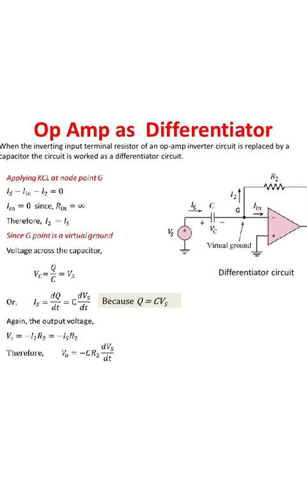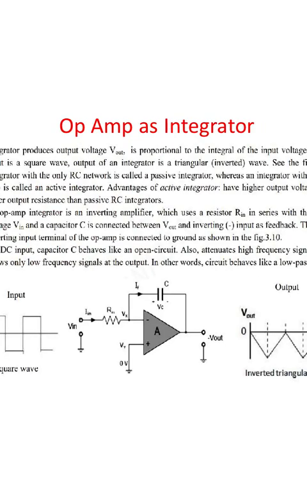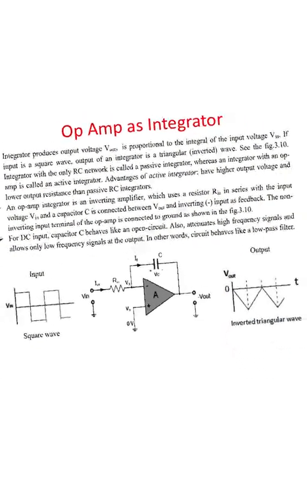Again the output voltage VO is equal to minus I2 R2 is equal to minus Is R2. So VO is equal to minus C R2 into dVs by dt. So coming to op-amp as an integrator.